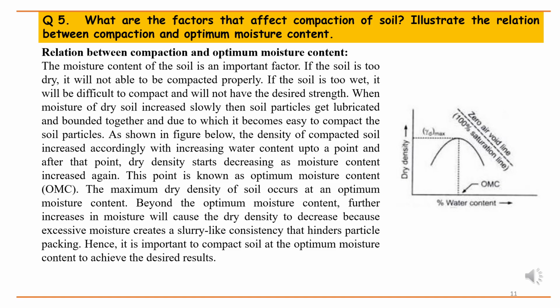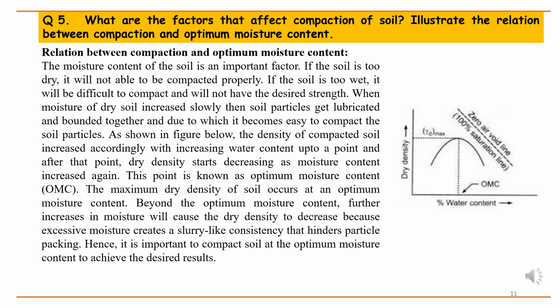Relation between compaction and optimum moisture content. The moisture content of the soil is an important factor. If the soil is too dry, it will not be able to be compacted properly. If the soil is too wet, it will be difficult to compact and will not have the desired strength. When moisture of dry soil is increased slowly, then soil particles get lubricated and bound together, and due to which it becomes easy to compact the soil particles.